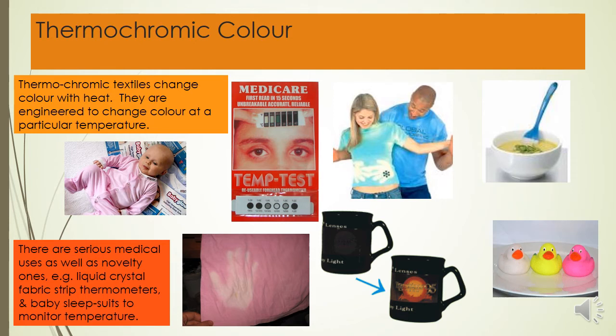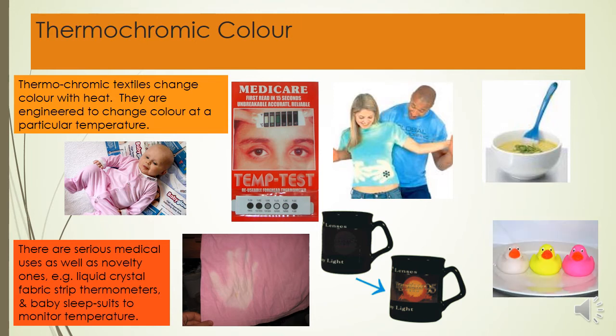Thermochromic colour is all about reacting to heat. They change with heat. Okay, so thermochromic textiles is basically like a dye or a paint or an ink that changes colour with heat, and they're engineered to change colour at a particular temperature. So it could be that you have this very easy temperature test. You can see in the photograph there.